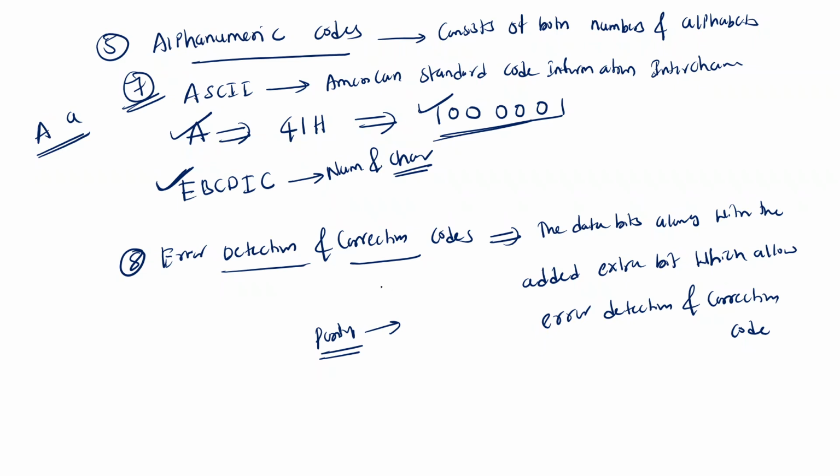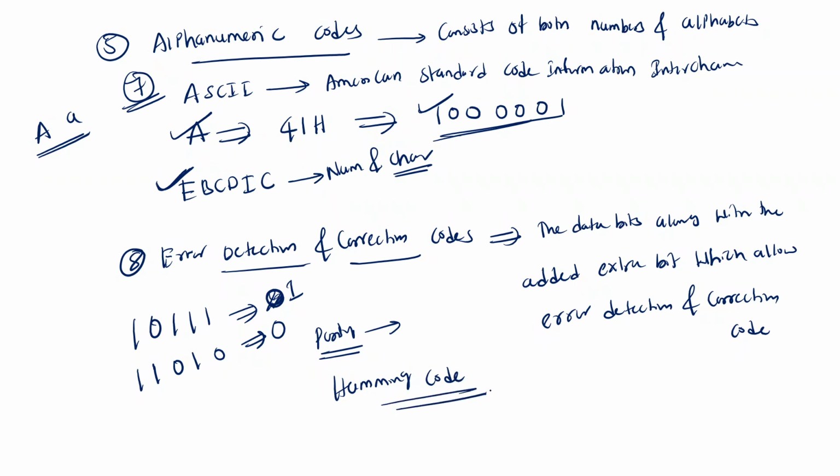Like we have parity code, even parity and odd parity. Suppose you have 1011. I want to find out the even parity. How many ones are there? Four ones are there. So an even number of ones means the even parity is 0. Suppose it is 11010, an odd number of ones are there. Here an even number of ones means output is 1, and here an odd number of ones means output is 0. Like even parity, Hamming code is also used for error detection and correction. So these are the codes you have.